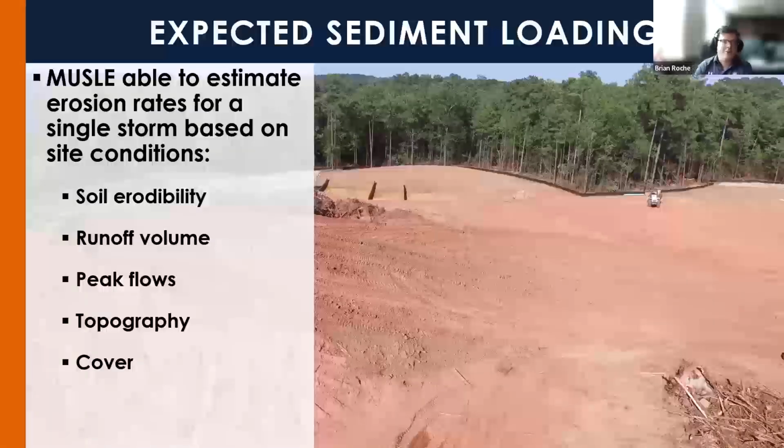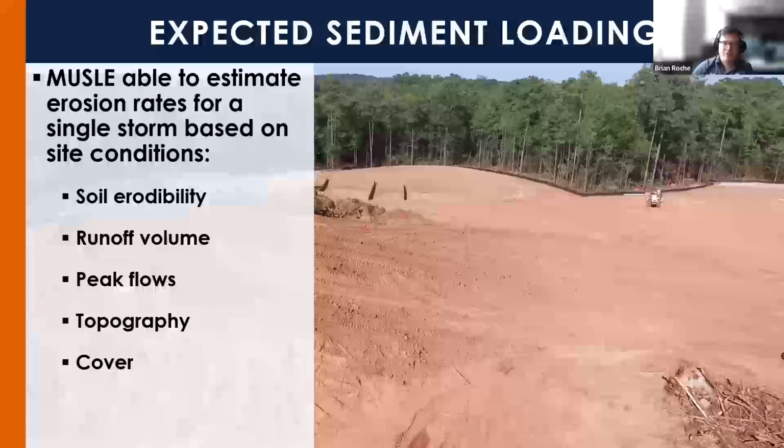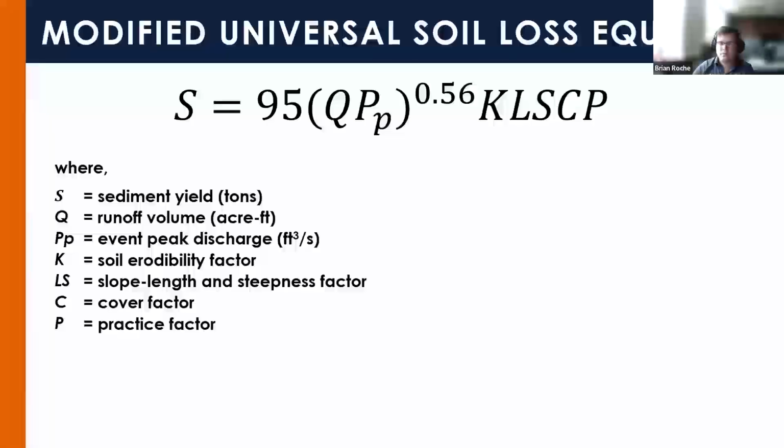You can also calculate your expected sediment loading based on your site conditions. One method for this is the modified universal soil loss equation, or MUSLE, which estimates the total soil loss from a design storm based on site and rainfall conditions, including runoff volume, peak flows, soil erodibility, topography, and any cover practices you have in place. Here's that equation. It considers flows from a certain design storm, as well as those site conditions, to estimate a sediment yield or soil loss upstream of your practice.